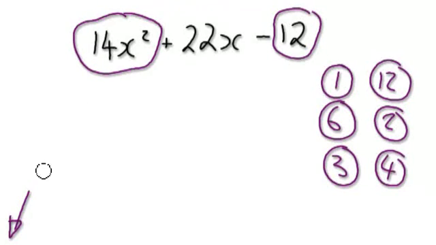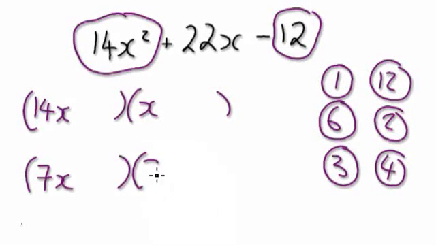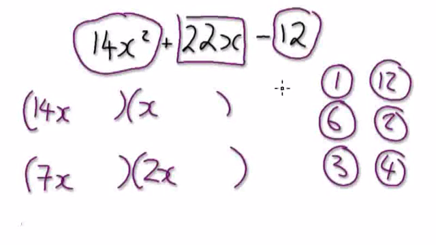Over on this side, we could have it as 14x in one bracket with 1x over here. Or we could have it as 7 and 2, so 7x here and 2x here. Now it's just a matter of trying to somehow create the 22x here. A lot of it now is just guesswork.